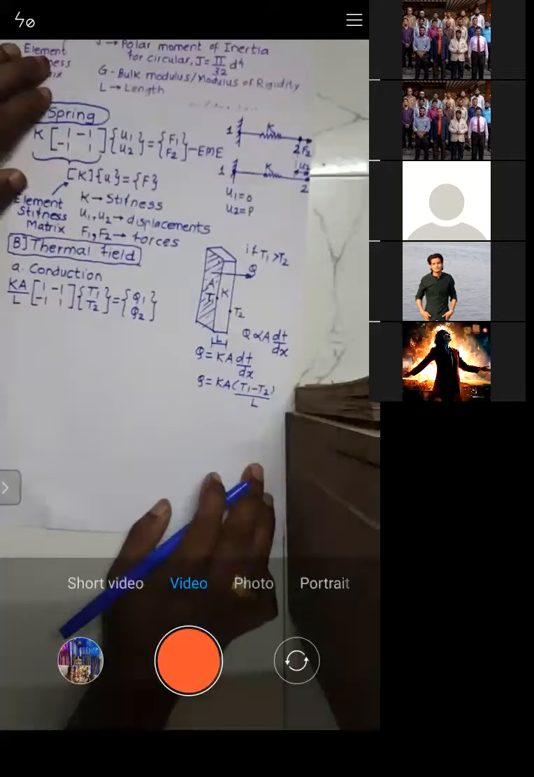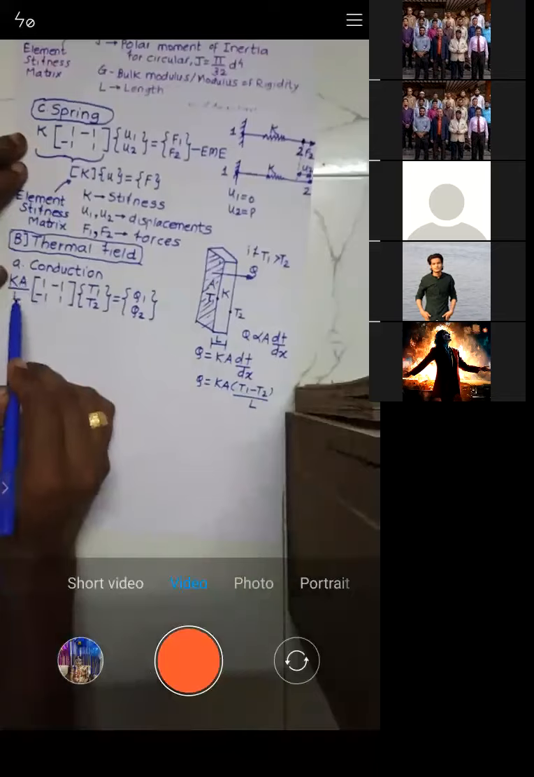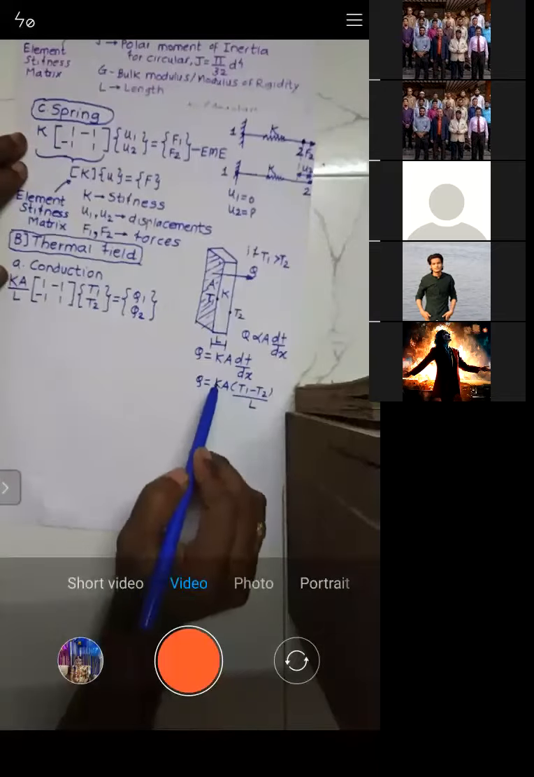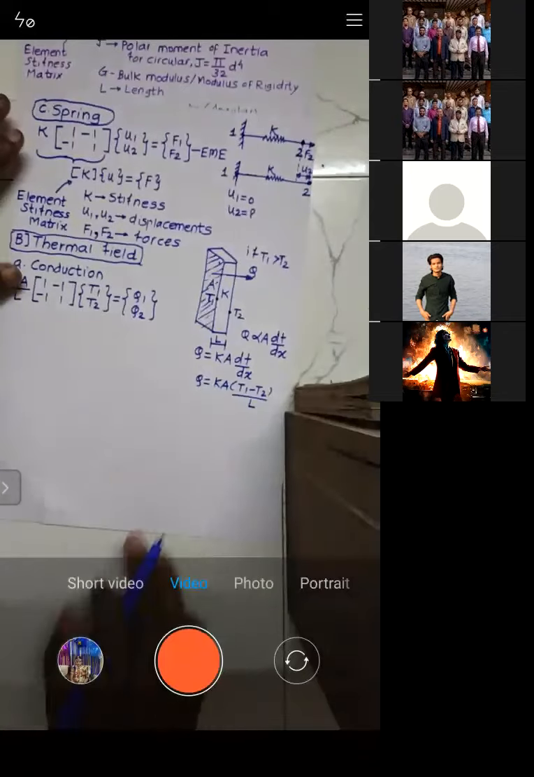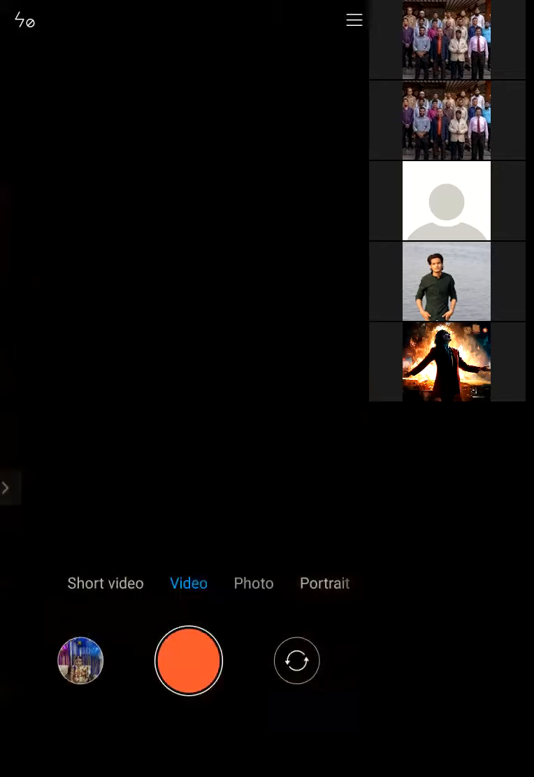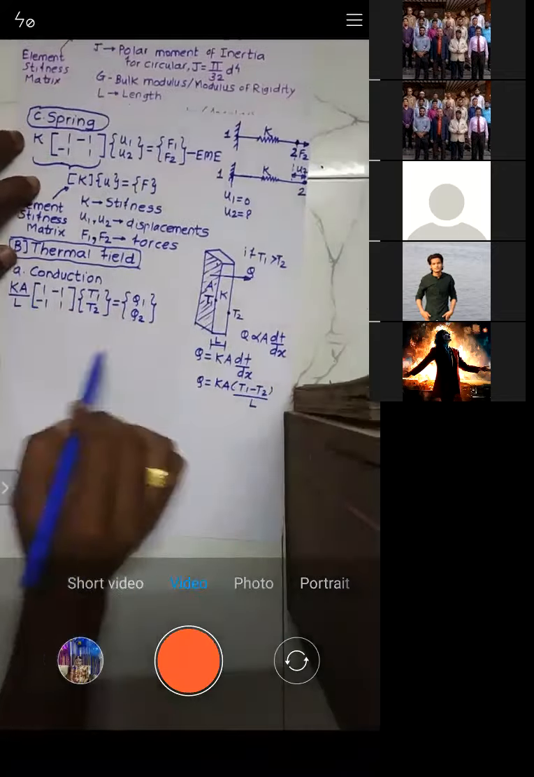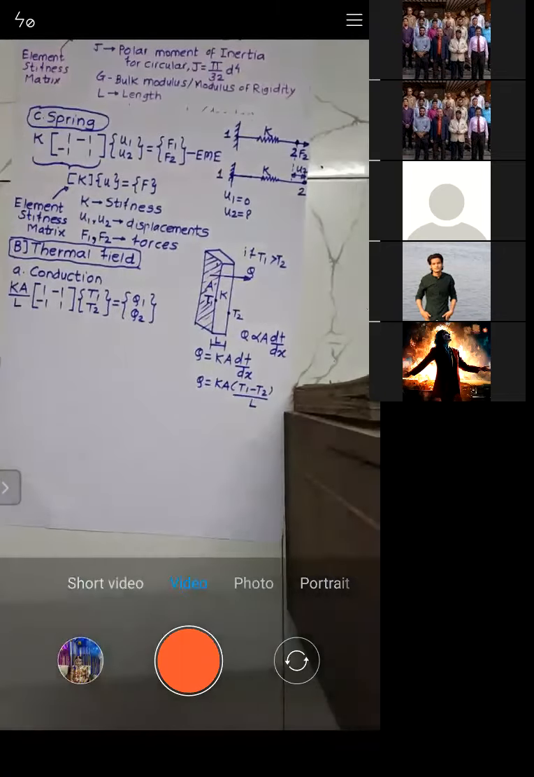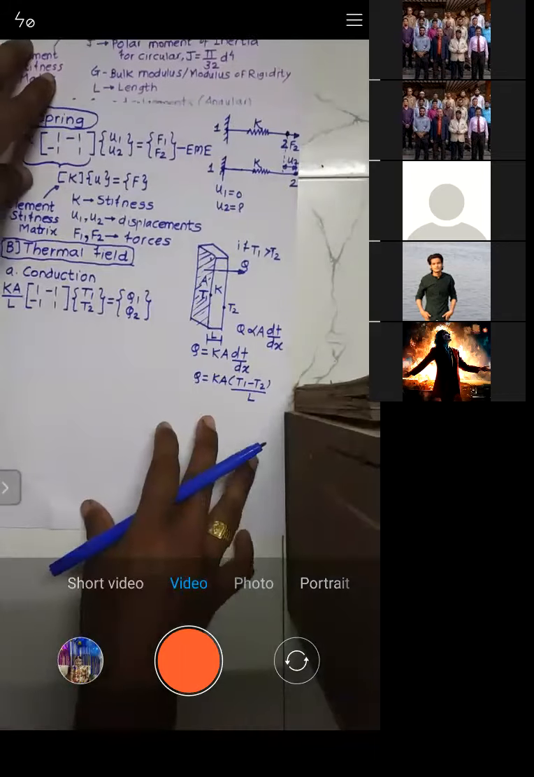Yes, sir. Okay, so are you getting the same formula here? Can you see Q is equal to KA (T1 minus T2)? Are you getting the same formula? This is nothing but the same formula. Try to understand: both formulas are the same, but this one is in the form of heat transfer and this one is in the form of FEA. Is that okay?